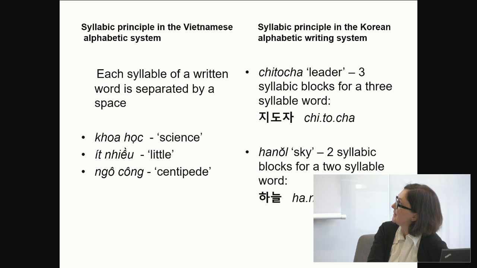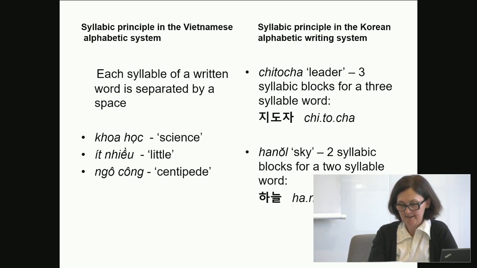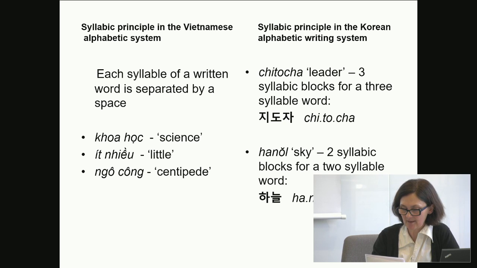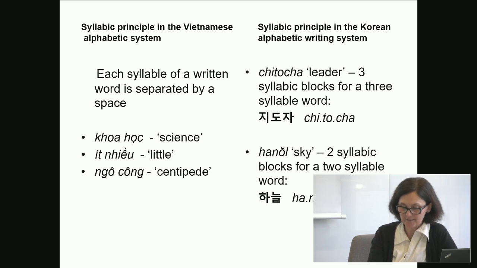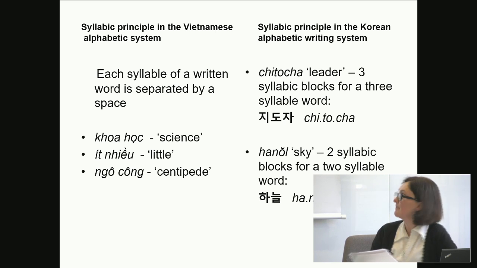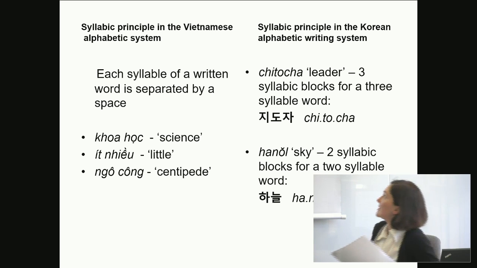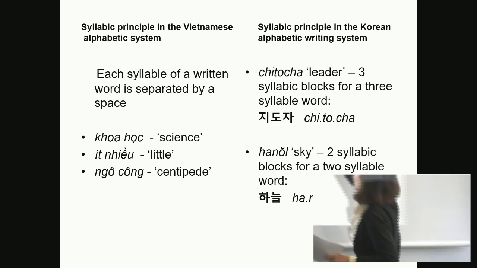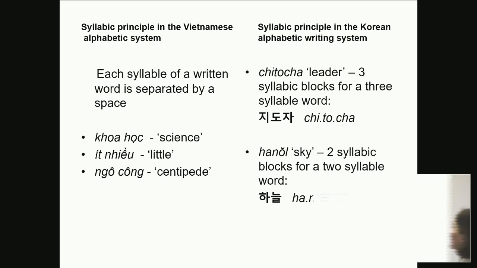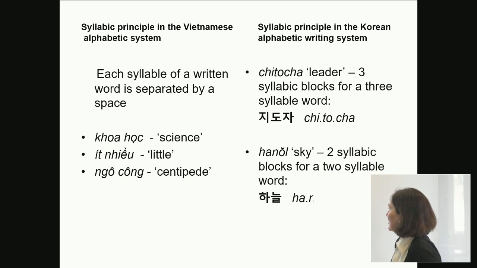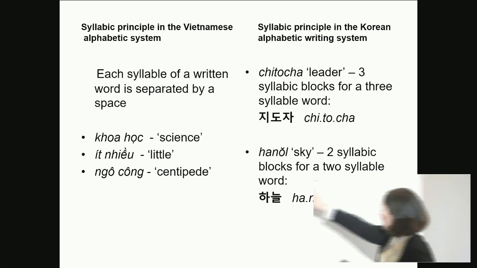Also in Korean script, which is also an alphabetic writing, the letters are grouped into syllables shaped like blocks that resemble Chinese characters. So three syllabic blocks are used for a three-syllable word here, and two syllabic blocks are used for a two-syllable word here.